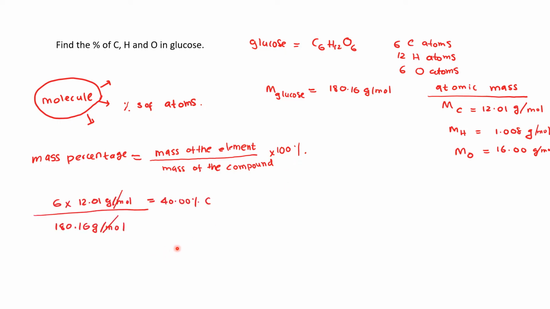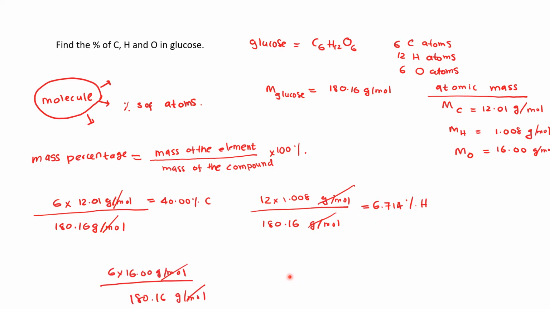So let's go to carbon. The mass of the compound is 180.16 grams per mole, and we know that we have 6 carbon atoms and 1 carbon atom weighs 12.01 grams per mole. So your mass percentage of carbon is 40. Then let's go to hydrogen. The mass of your compound is 180.16 grams per mole, and we know we have 12 hydrogen atoms and one atom weighs 1.008 grams per mole. And this is your mass percentage of hydrogen.